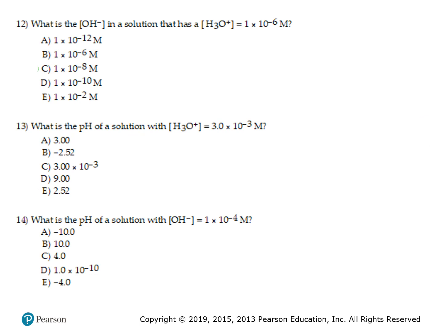Now we're doing some calculations with pH. For the interest of time, I'm going to kind of walk through these a little bit for you. Feel free to work ahead of me, but I want to make sure that we get through all of these and you can ask your questions if you have questions. All of these are kind of related in terms of manipulating pH and the dissociation of water. So number 12, what is the hydroxide concentration in a solution that has a hydronium concentration of 1 times 10 to the minus 6 molar?